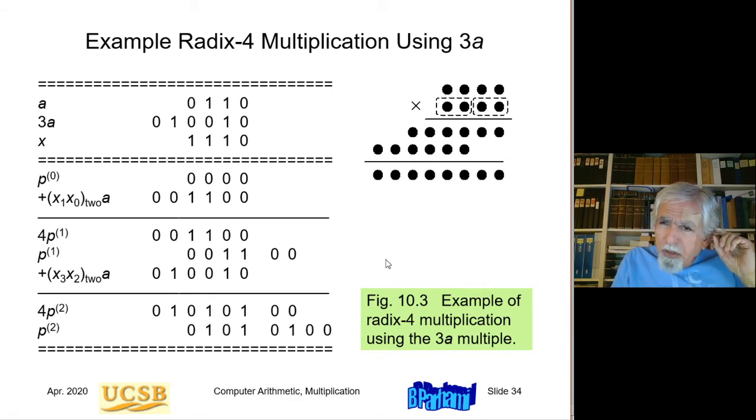So to check this multiplication, I'm multiplying 6 by 14. This is 14. This is 6. The result should be 84, which is 64 plus 16 plus 4. So that checks out.